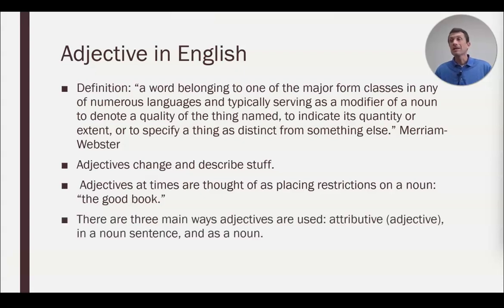Now, there are 3 main ways an adjective is used. They can be used attributively, that is, as an adjective. They can be used in a noun sentence. And then finally, they can be used simply as a noun.